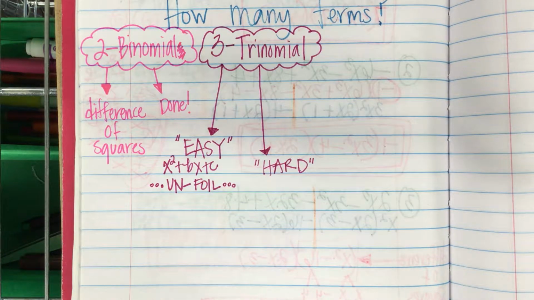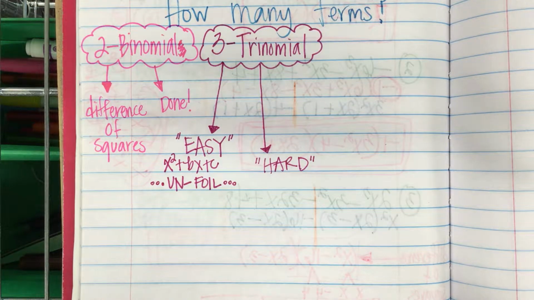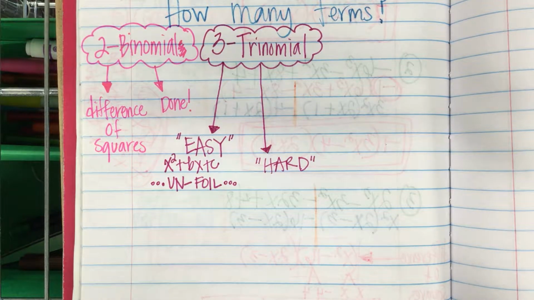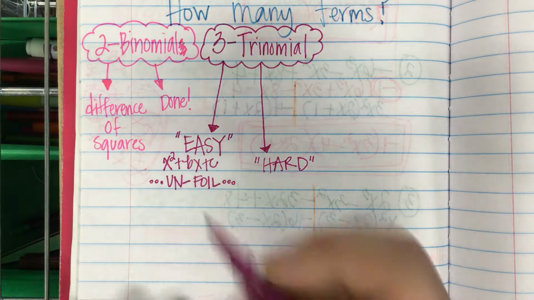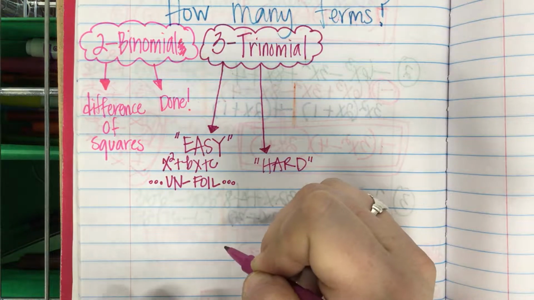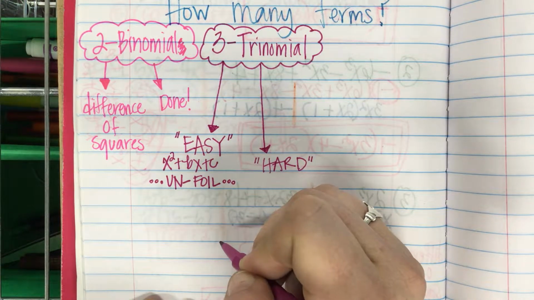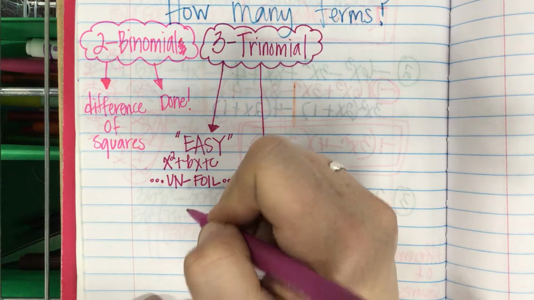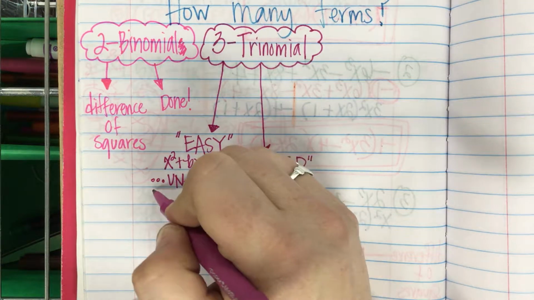What are we looking for when we are factoring an easy trinomial? What are we trying to find? First, outside, inside, last. That's how you foil. How do we unfoil? How do you find your factors? You unfoil it.